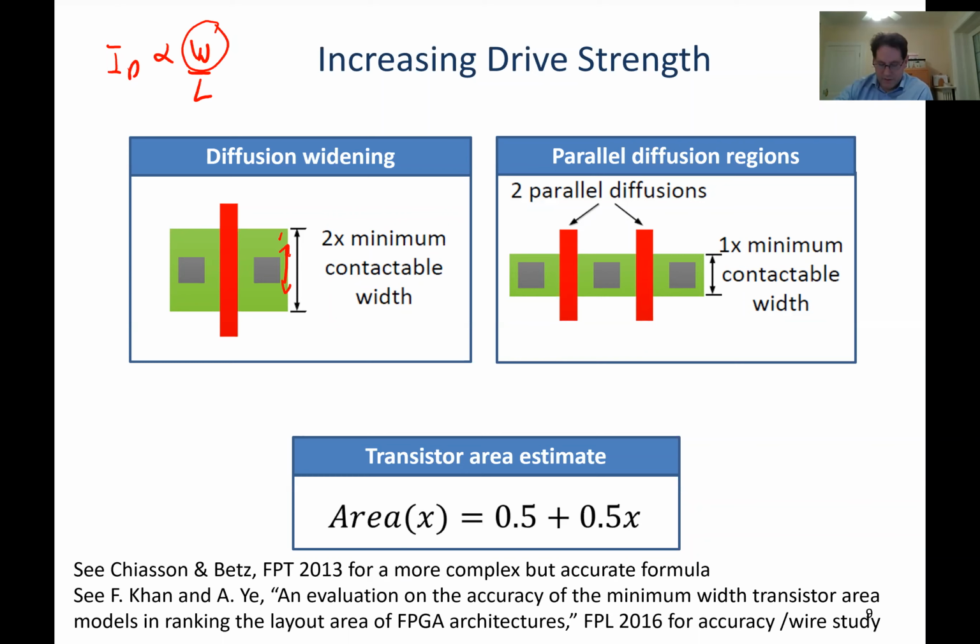The other thing I can do is put multiple transistors in parallel. That's another way I could get more drive strength. So here, let's say I want to make an inverter that's twice as strong, and let's say this is the pull-up of that inverter. I connect this to VDD, I connect this to VDD, and I connect this to the inverter output.